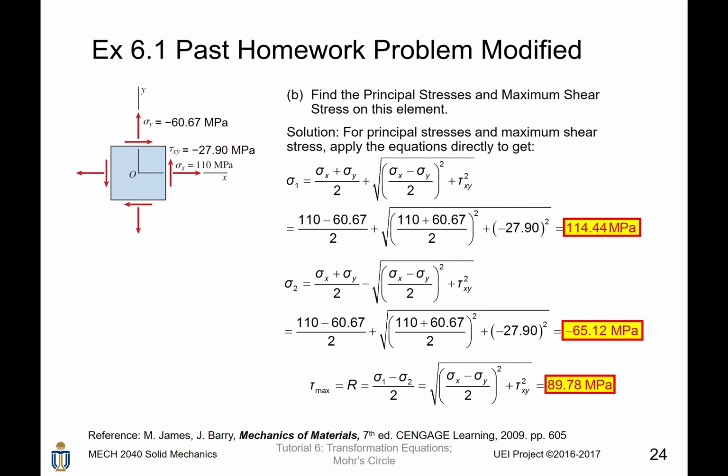At the same time, you can also find the maximum shear stress, which is given by R, but you know R is just the difference between the principal stresses divided by 2. Then the maximum shear stress is given by 89.78 million Pascals.